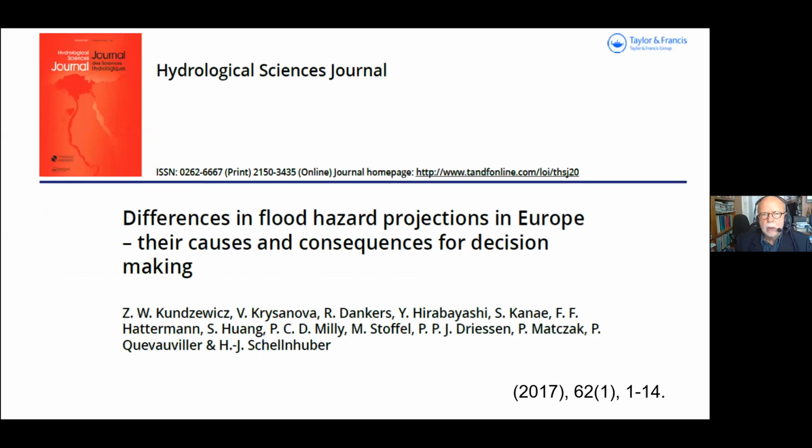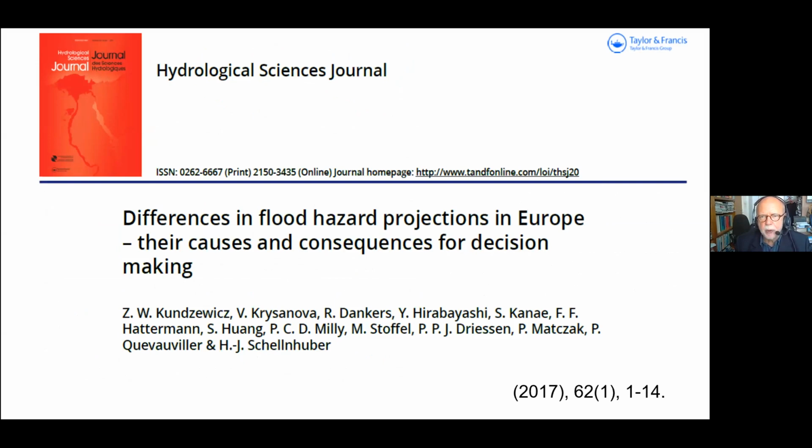I led a paper, which is also in public access, demonstrating differences in flood hazard projections in Europe, their causes and consequences for decision making. There are huge differences in flood hazard projections. I think we understand them. We understand the uncertainty, and we explain, we interpret this uncertainty.